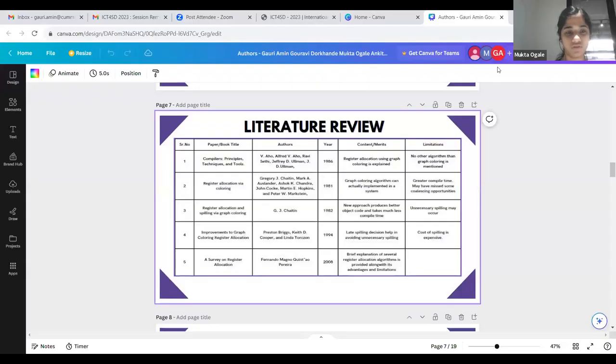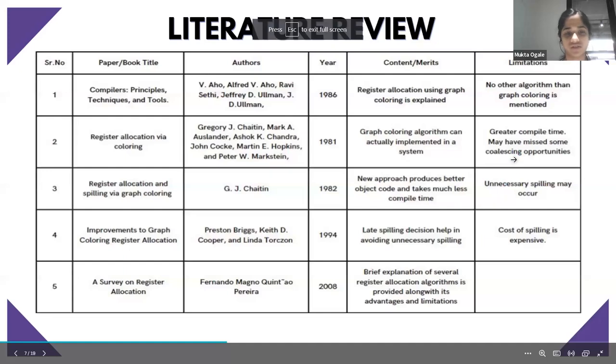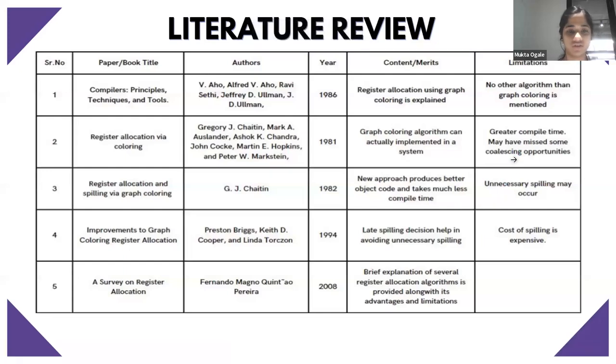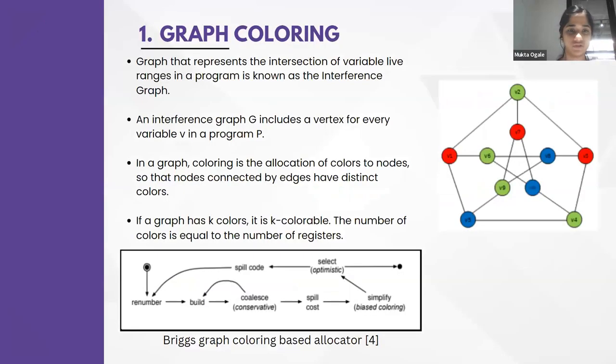Hello everyone. So this is our literature review table. So we have gone through these papers and we have listed advantages and disadvantages along with it. So next slide, please. So these are the algorithms we are going to go through: graph coloring, SSA-based, linear scan, tree-based, and the fusion-based. Next slide, please.